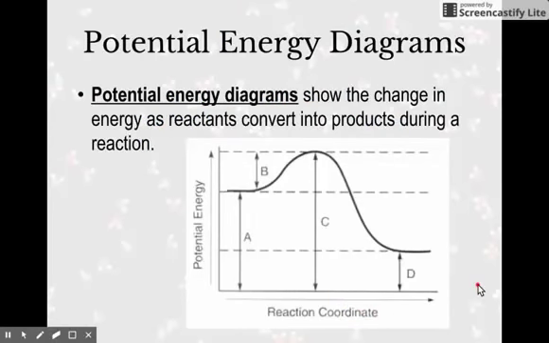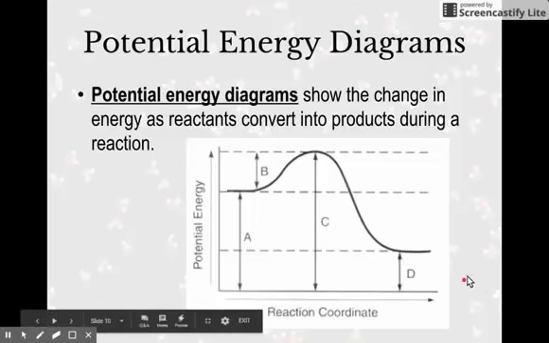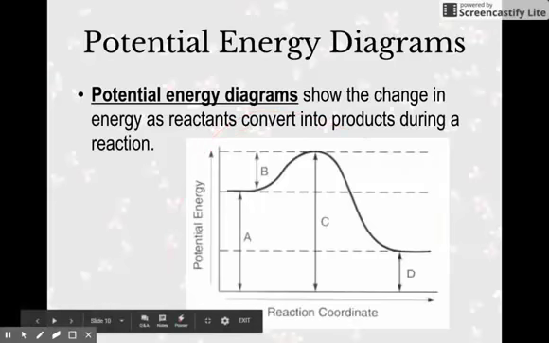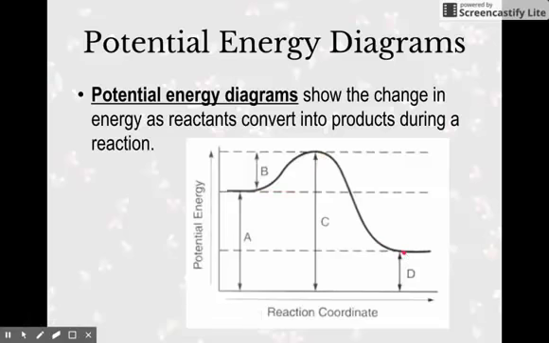So we saw somewhat of a part of this diagram on our last couple slides, but potential energy diagrams show how the energy changes from reactants to products over the course of a reaction. So we're going to talk about the information we can get from this graph, the different areas on our graph that we can describe, where our products are, where our reactants are.